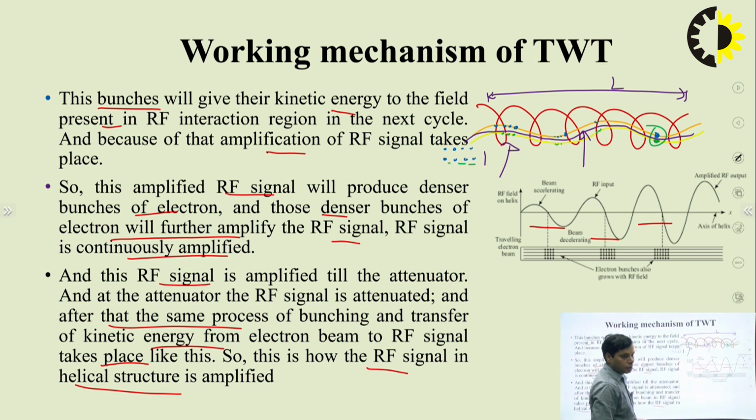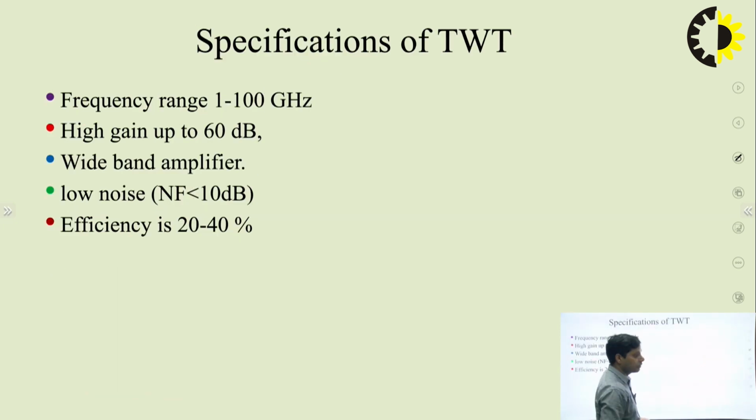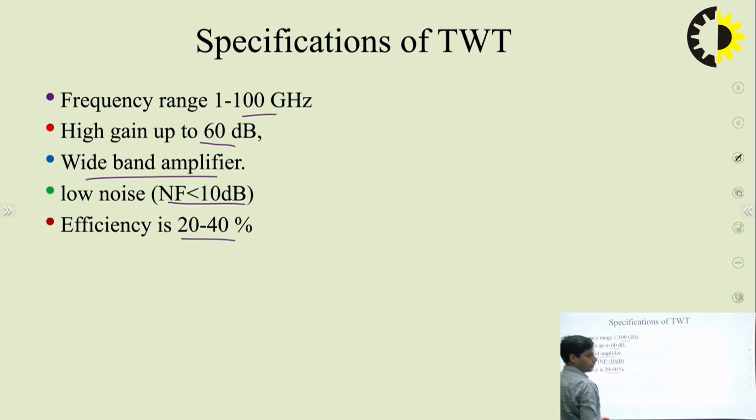Now, what are the specifications for this helical structure? The frequency range is from 1 to 100 gigahertz. Gain it will provide is up to 60 dB. It is also used as a wideband amplifier. Low noise figure will be less than 10 dB and efficiency is 20 to 40%.